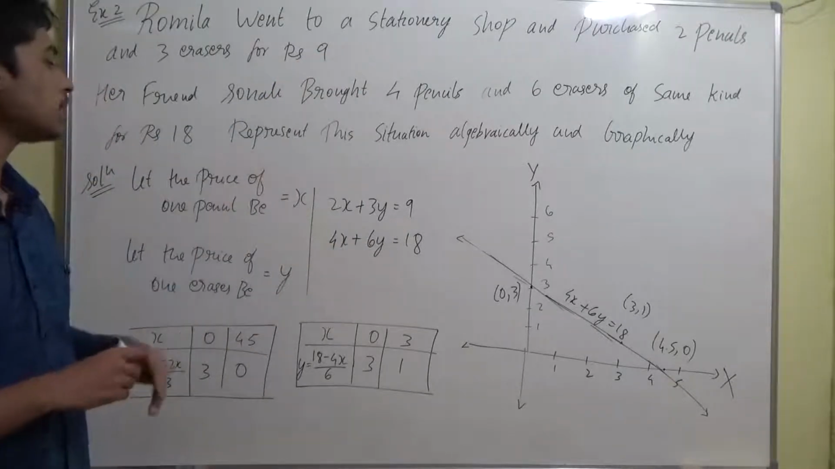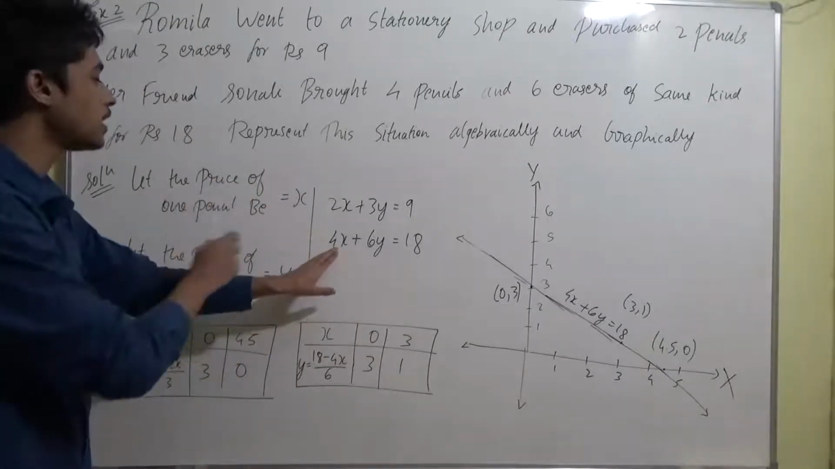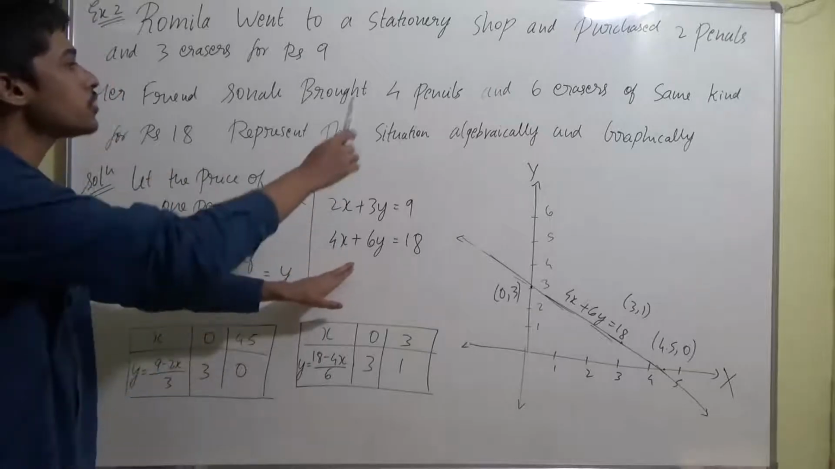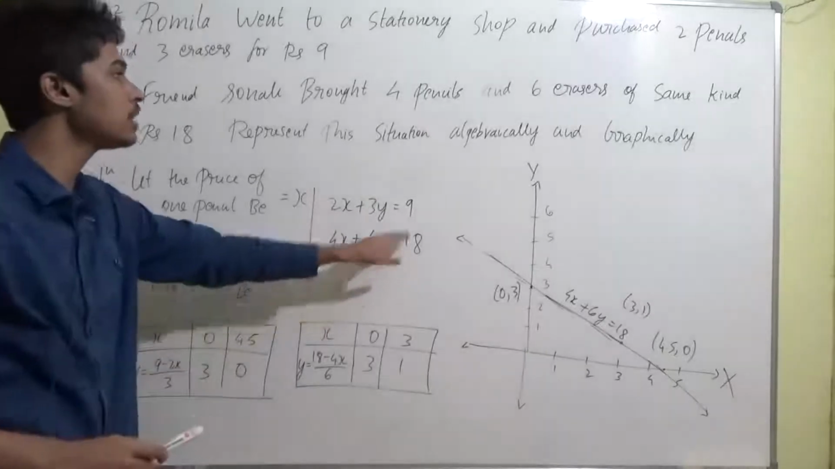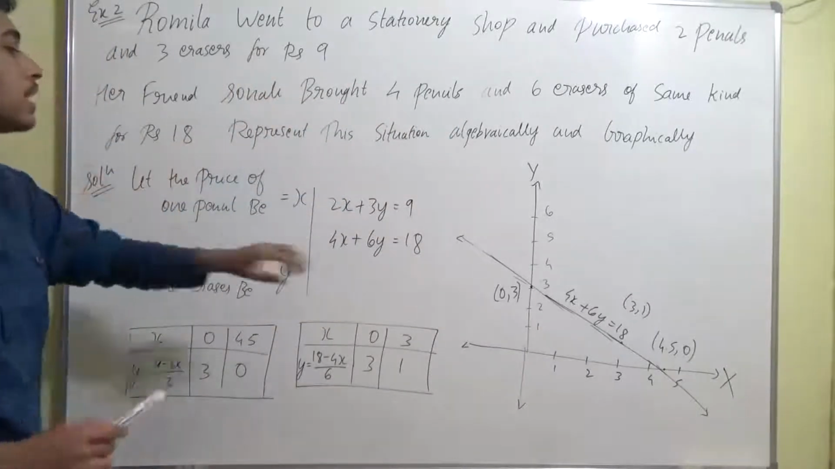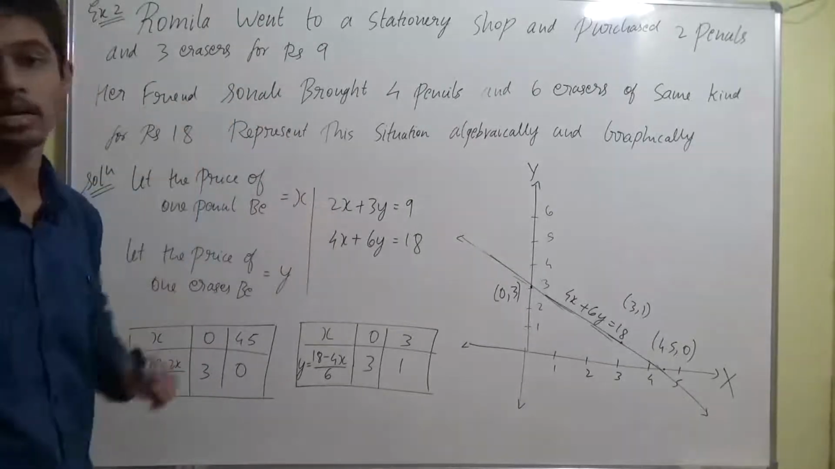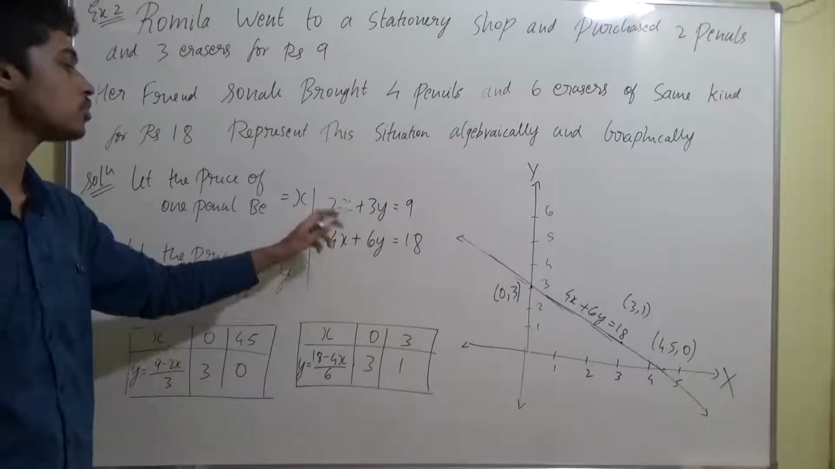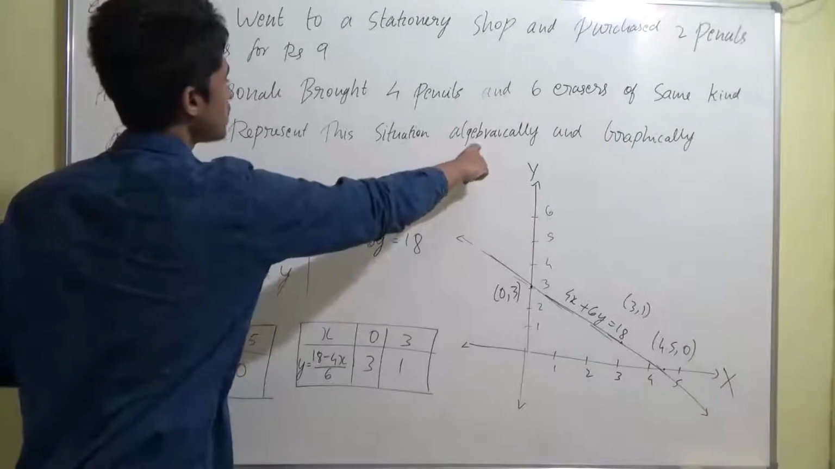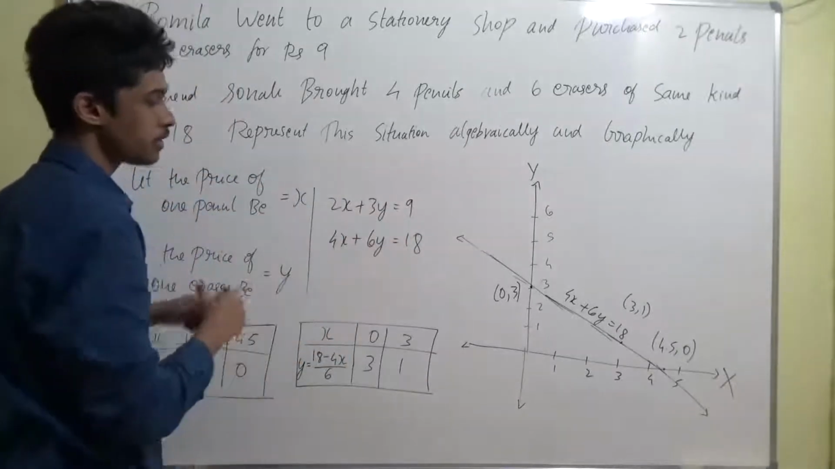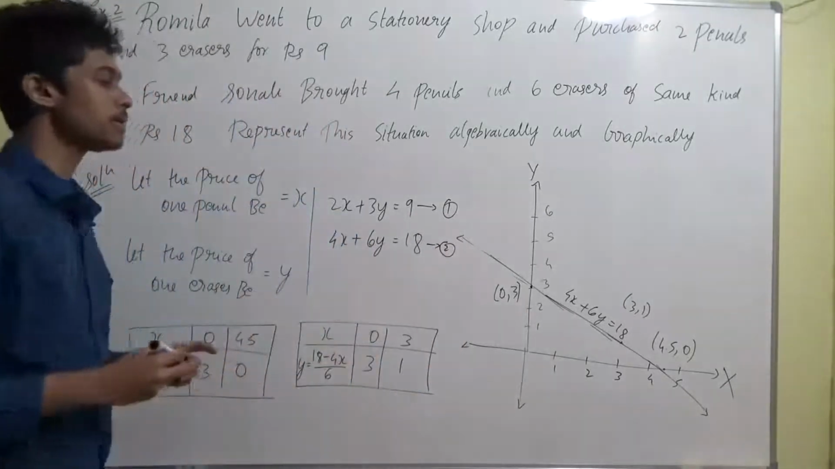And in the case of Sonali, she buys 4 pencils, so the cost of 1 pencil is x rupees, so the cost of 4 pencils is 4x, and the cost of 6 erasers is 6y, because the cost of 1 eraser is y. So 6y is equal to, what is the total money she spent? It was 18. So these are the two equations for both the cases, guys. This is for Romila and this is for Sonali. Now this is the algebraic representation, which they asked for first. This is equation 1 and this is equation 2. So the algebraic representation is over.